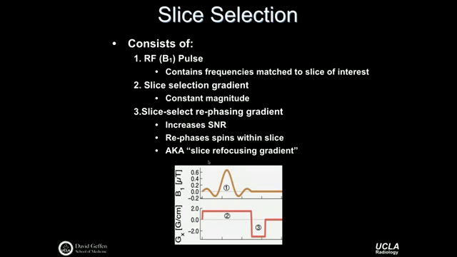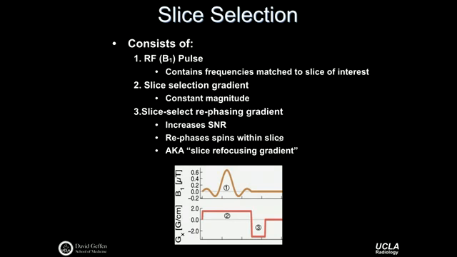The one that we haven't talked about too much, and I'll only talk about it qualitatively today, but I'll show you a simulation that hopefully makes this a little bit more clear, is this third gradient here at the end of slice selection. This is called the slice select rephasing gradient, and it's actually a really important gradient because it helps you overall increase the signal to noise. And the reason it helps you increase the signal to noise is it actually rephases spins within the slice.